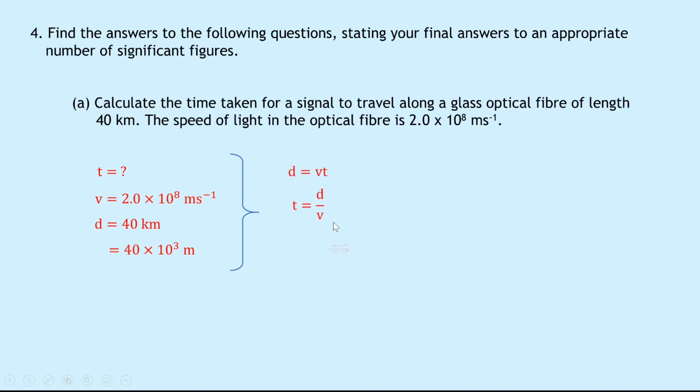Choosing our equation, we've got D equals Vt, and then rearranging for our time, we get time equals distance over speed, and substituting in our numbers gives us 40 times 10 to the power of 3 divided by 2.0 times 10 to the 8.